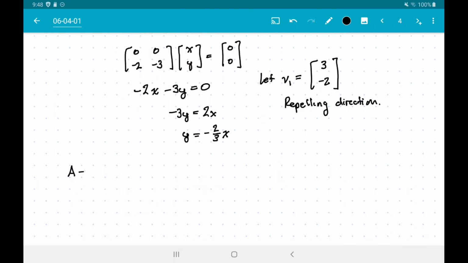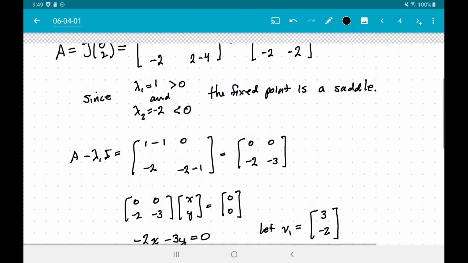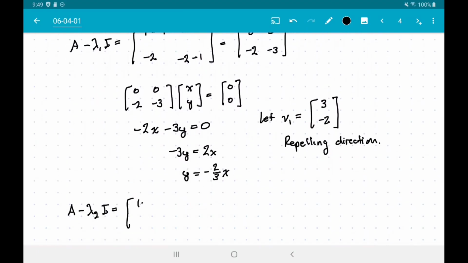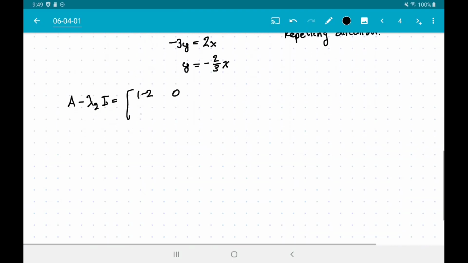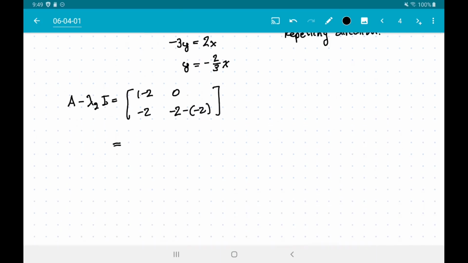Then we need to do A minus lambda 2 I. Lambda 2 is negative 2. Okay, so we need to do 1 minus 2, 0. Let's see, what's the bottom left there, negative 2, and then negative 2 minus negative 2. Negative 1, negative 2 there, and 0 there, and 0 there.